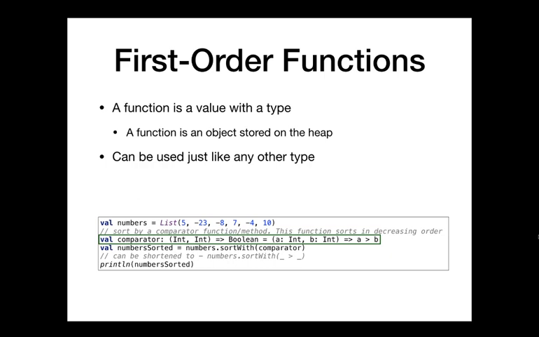You could use them like an int. Everywhere where you see int, you could change that to a function, and everything works just the same as you would expect. These functions can move around our code just like any other values. They are objects. They're stored on the heap for what it's worth. And we can use them just like we would any other value.